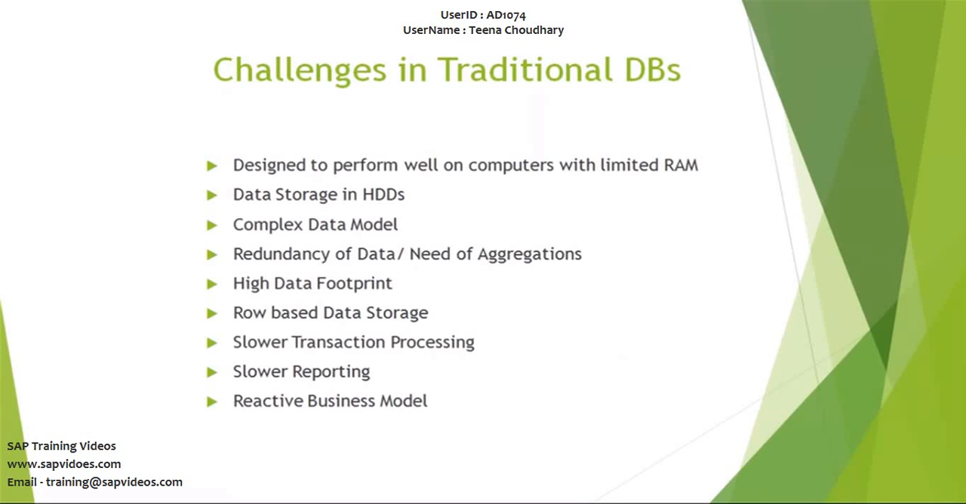It is complex because it has redundancy of data and there is a need for aggregations, which means totals. There are a lot of totals tables which are created. Why are they created? To improve the performance. High data footprint. Why high data footprint? Because the data is redundant. The same data is appearing in one table and some subset of the data is appearing in another table also.